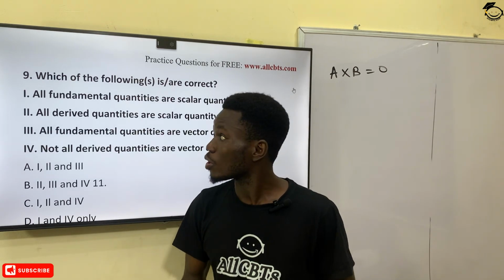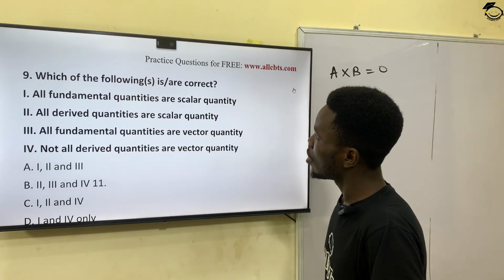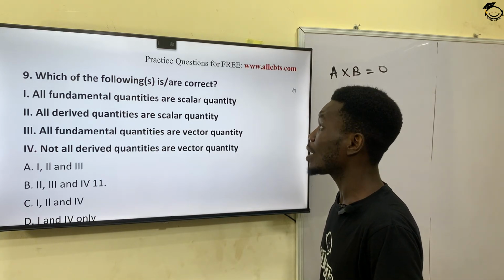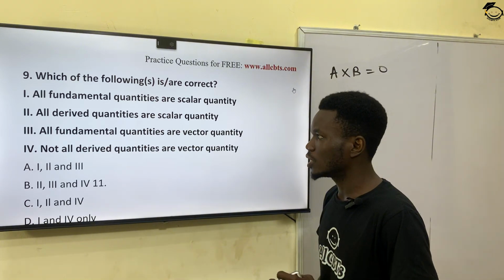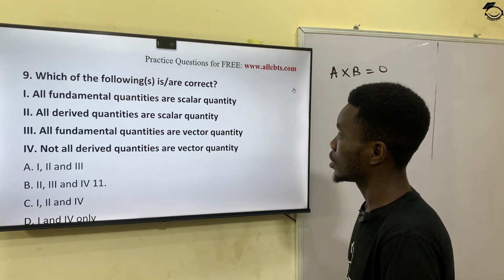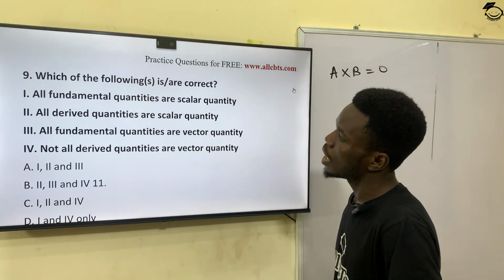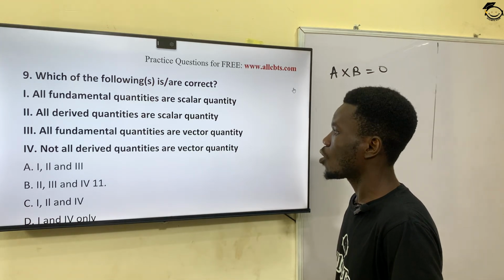So that takes us to question number 9, which says which of the following is or are correct? Roman figure 1 says all fundamental quantities are scalar quantities. Roman figure 2 says all derived quantities are scalar quantities. Roman figure 3 says all fundamental quantities are vector quantities. And Roman figure 4 says not all derived quantities are vector quantities.